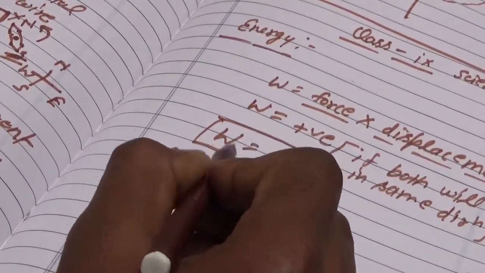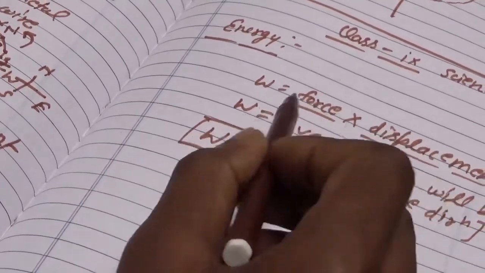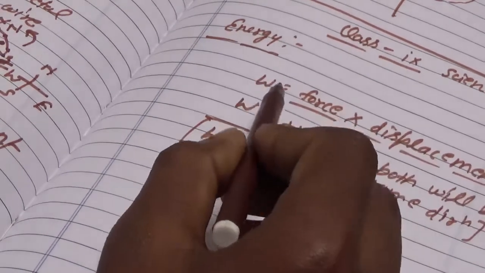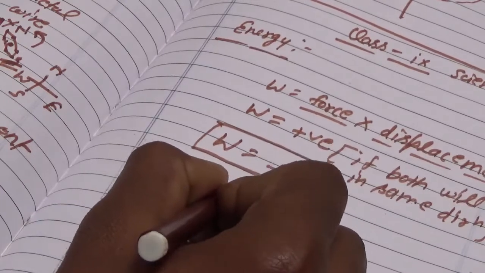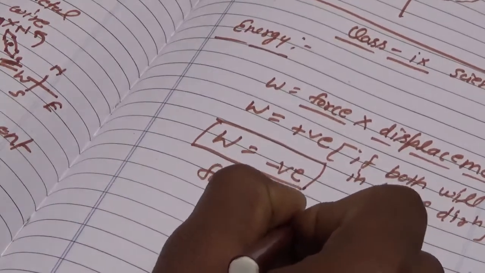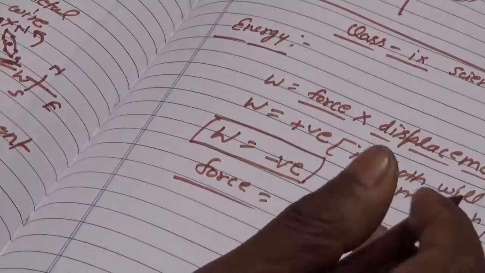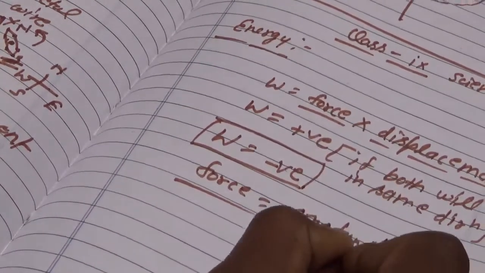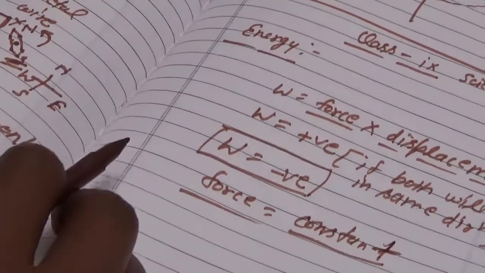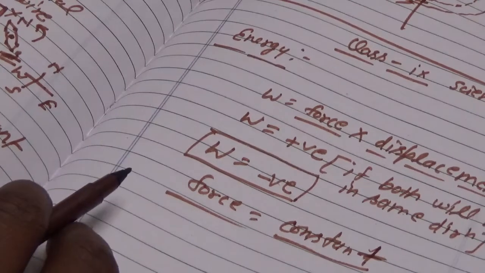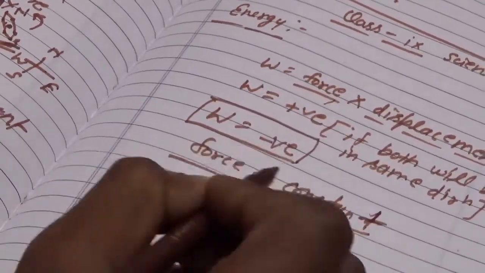So dear students, to calculate the work done we shall use this formula: work done is equal to force multiplied by displacement. Here we have chosen force to be a constant force, and displacement may be given in your problem, or it can also be found out if W and force have been given to you.